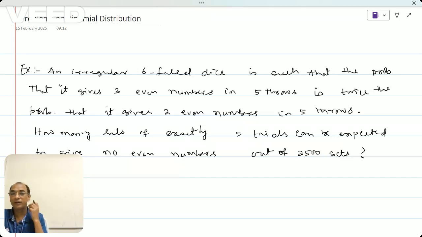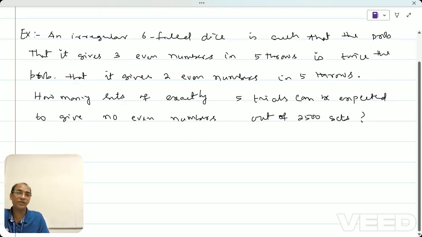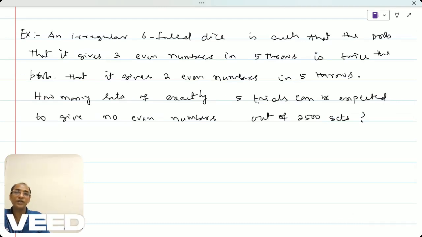So now here we will throw a dice which is irregular. That means the probability of success in one event we cannot say is 1 by 6. It may be anything between 0 and 1. And here my random variable will be nothing but the happening of an even number in five throws. So we can have the probability statement for this. If we find the probability in one set, then we can multiply it by 2500 sets.